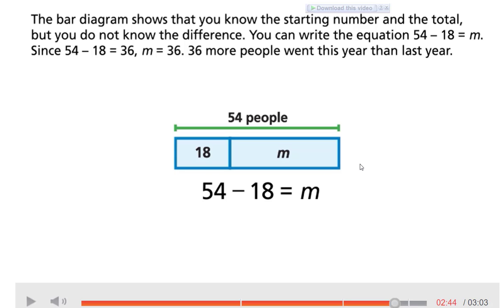Abdulaziz, you can see the bar diagram, right? Yes. Okay, can you see that we have total 54 for this year, and for last year it's 18, and we need to know the other part, m. In this case what operation should we use? Minus, subtraction. Thank you, my hero. 54 minus 18 equals 36. M equals 36. 36 more people went this year than last year.